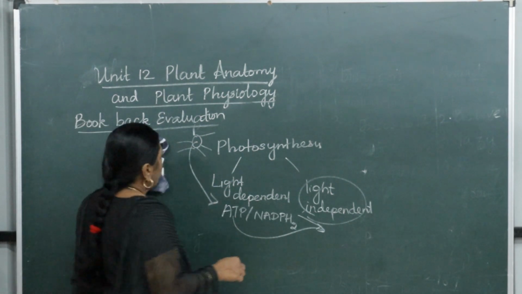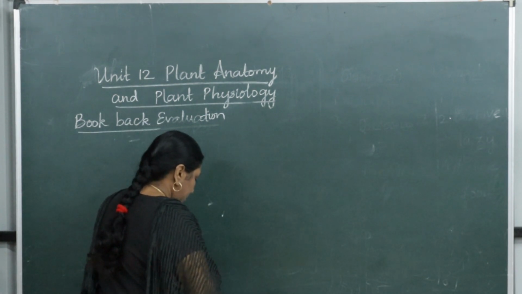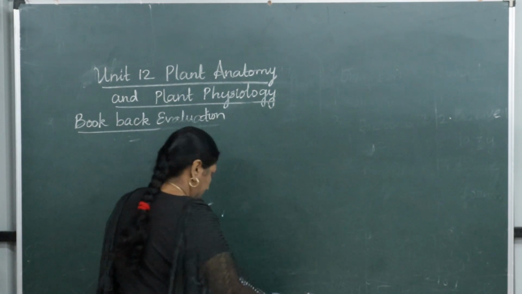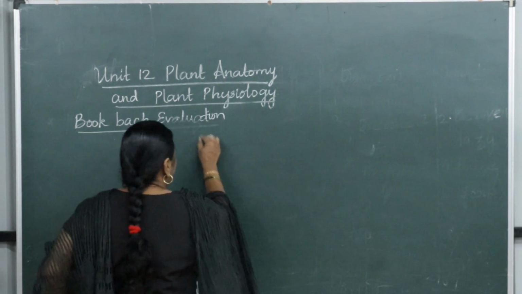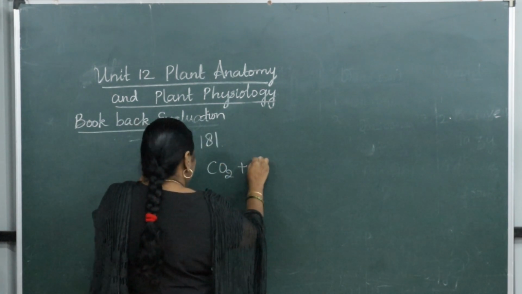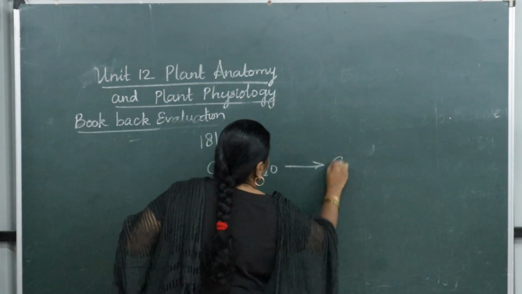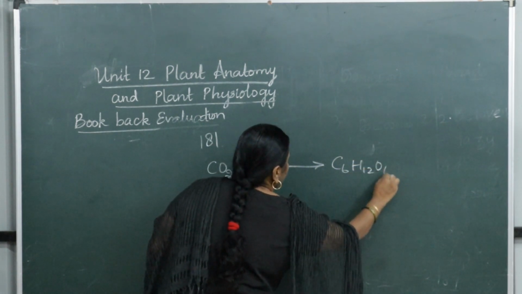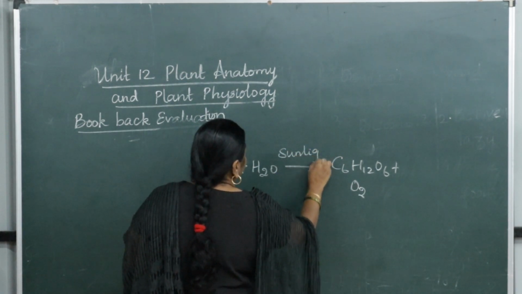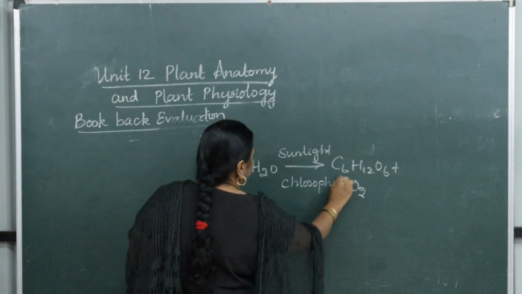And the last question of 2 marks is, write the reaction for photosynthesis. This reaction you have in page number 181 in the reader. Here what is happening is carbon dioxide plus water, we have glucose getting synthesized, C6H12O6, plus oxygen is liberated. What is needed for this? Sunlight is needed, and chlorophyll is needed to trap sunlight. So carbon dioxide plus water will give you glucose plus oxygen.